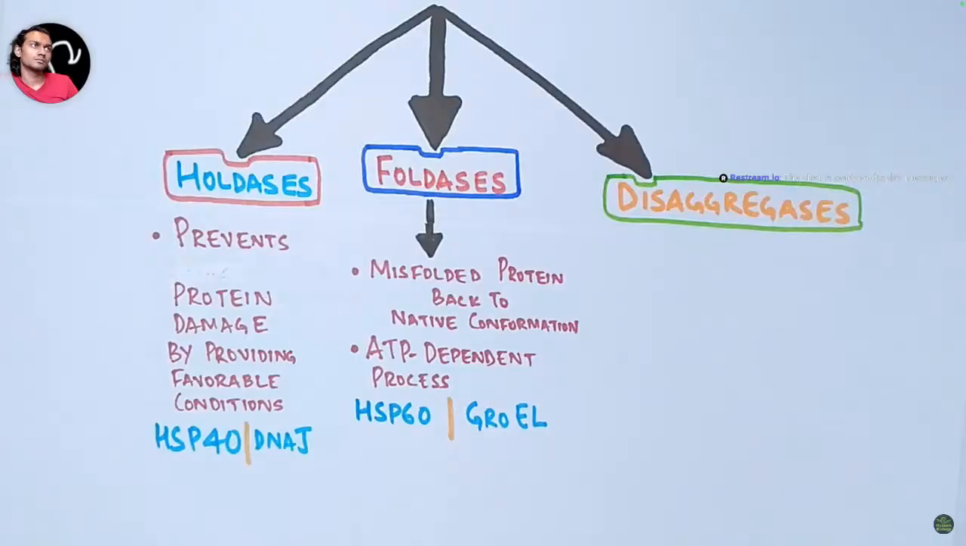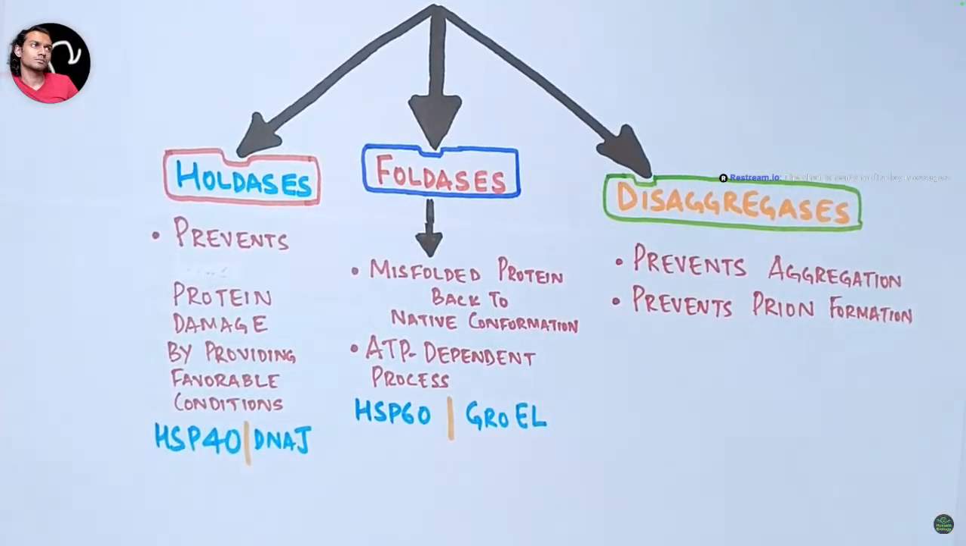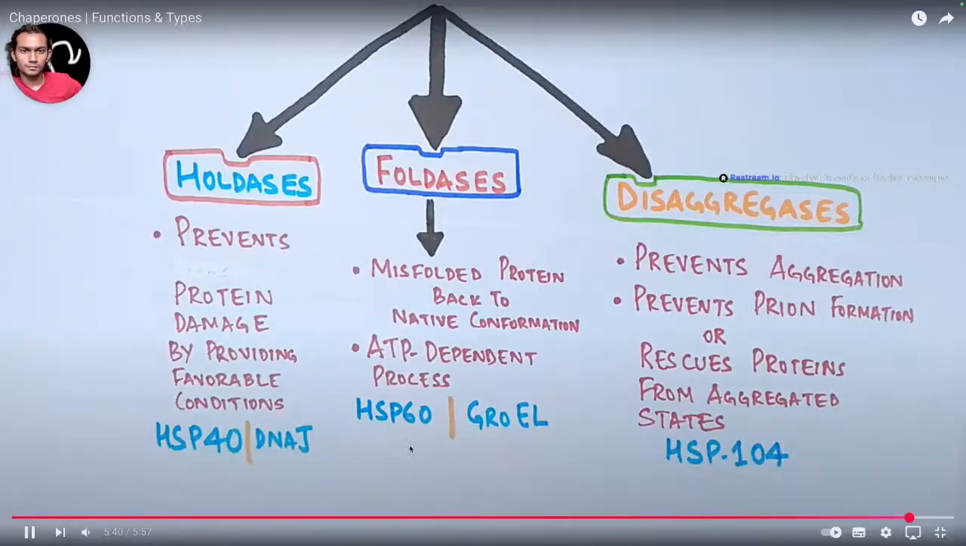Then finally we have disaggregases. These are the chaperones that prevent aggregation, prevent prion formation, or rescue proteins from aggregated states. One example of disaggregase chaperones is the HSP104 protein that is found in yeasts. So this is all about the function of chaperones and the types of chaperones.